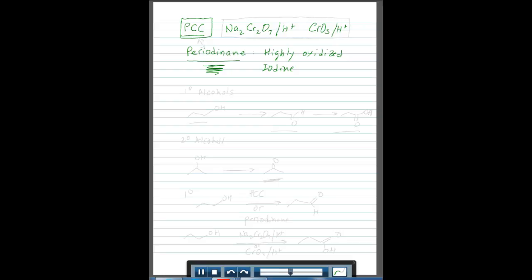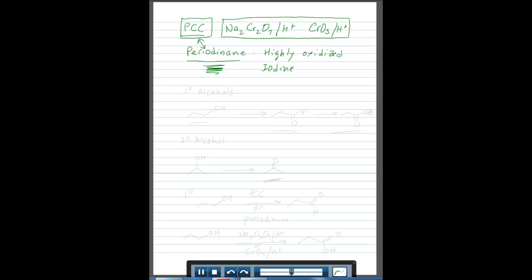Okay, so the PCC is used in one case, and these two can be used in a different case, and they kind of do the same thing. Periodinane is very similar to PCC. So what you can do with the periodinane, you can do with PCC. What you can do with PCC, you can do with the periodinane.